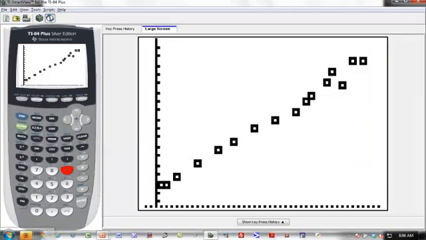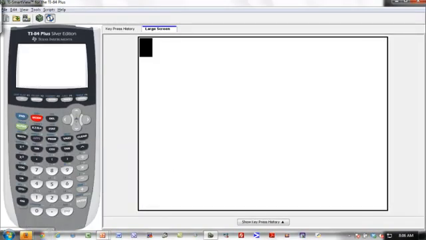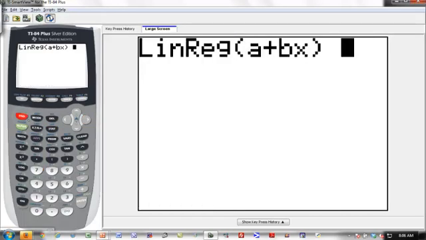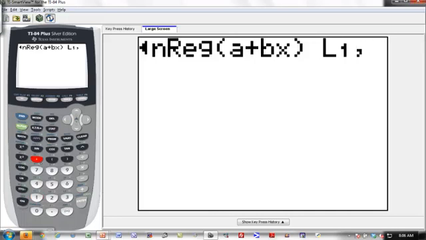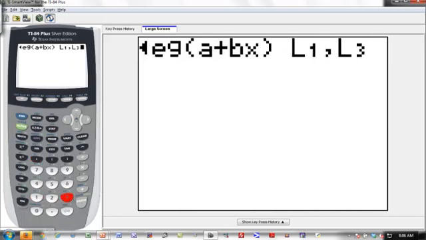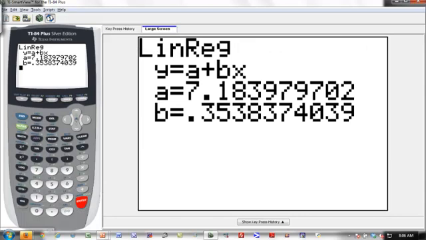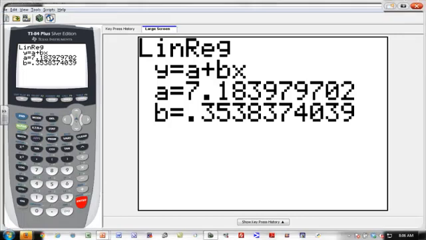We, of course, can do the same thing by saying, stat, calc, linreg is under 8, and we're going to do L1, comma, L3, x versus log y. We get an a and a b value. So let me take you through the process of saying what the exponential relationship is.